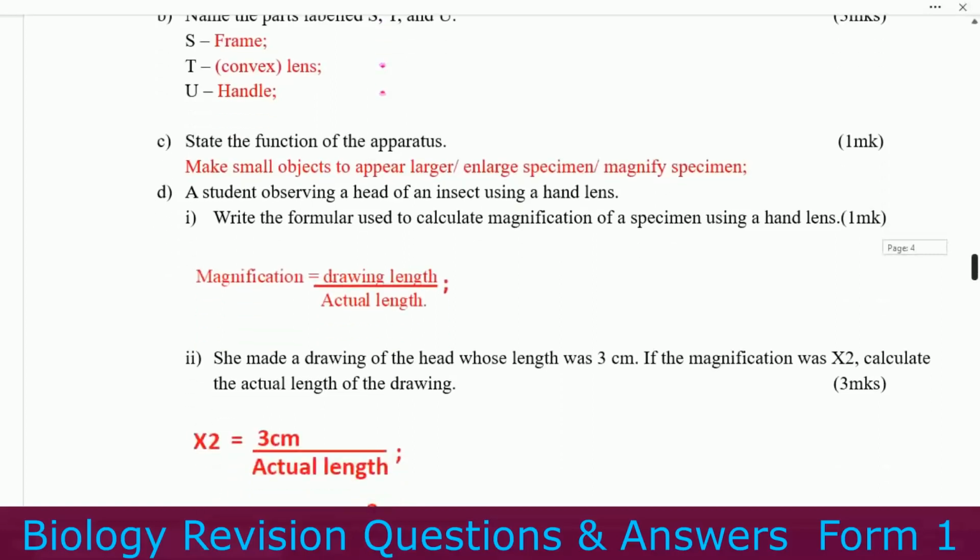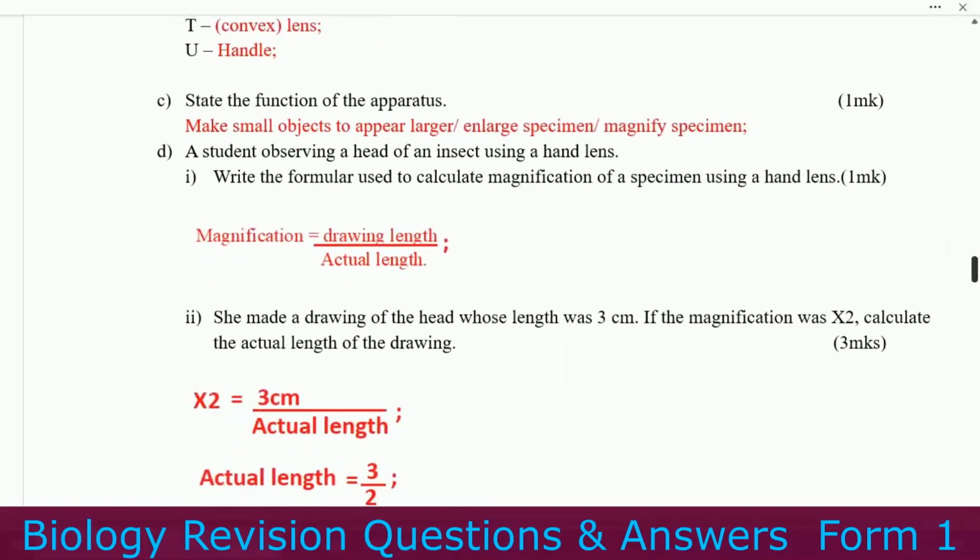Next, we go to the next one. State the function of the apparatus. The apparatus makes small objects appear bigger, or magnifies a specimen. Next, a student observing the hand of an insect using a hand lens. Write the formula used to calculate magnification of the specimen using a hand lens. So magnification is equal to drawing length over actual length.